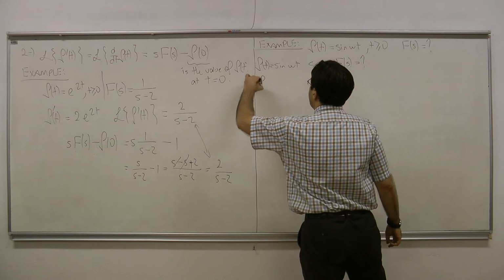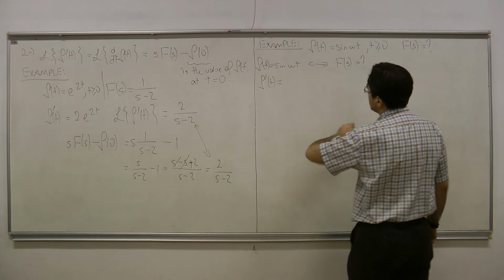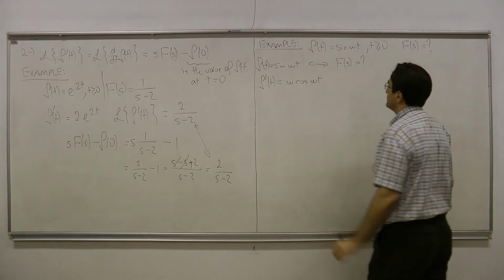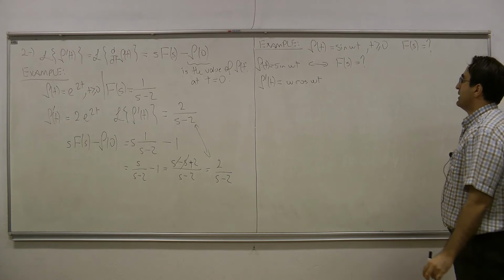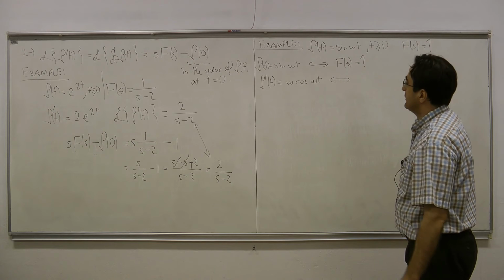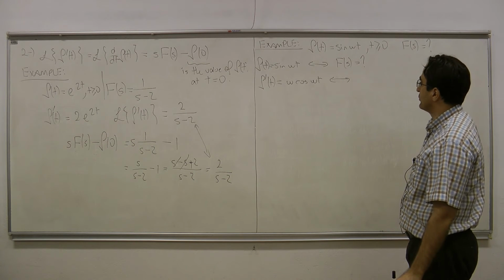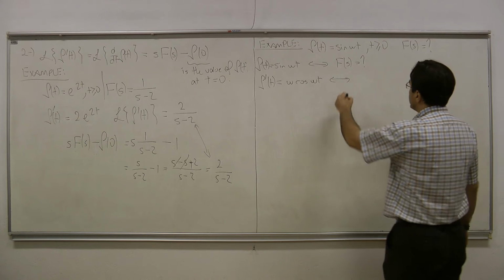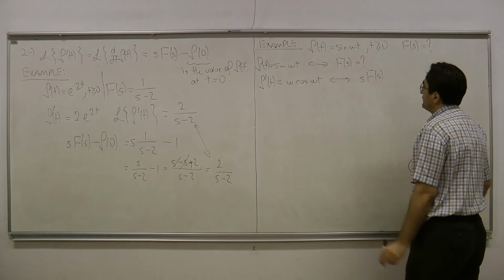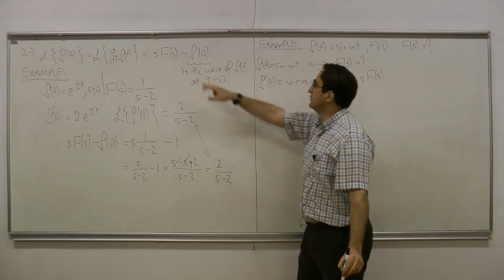Let us look at f prime of t. It is the time derivative of sine omega t. It is going to be omega cosine omega t. Okay? And according to the derivative property, what is going to be the Laplace transformation of this first order derivative? It is going to be s times the original Laplace transformation, F of s, minus f of 0.